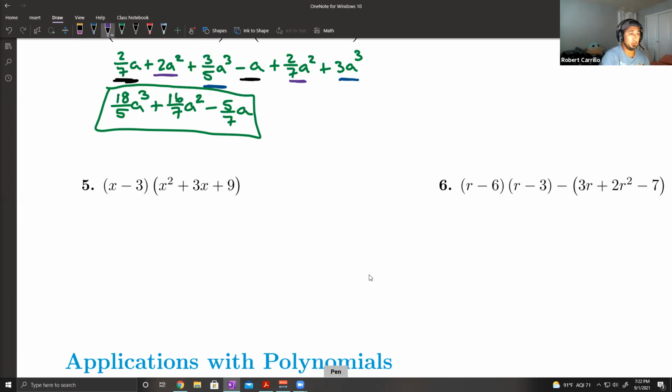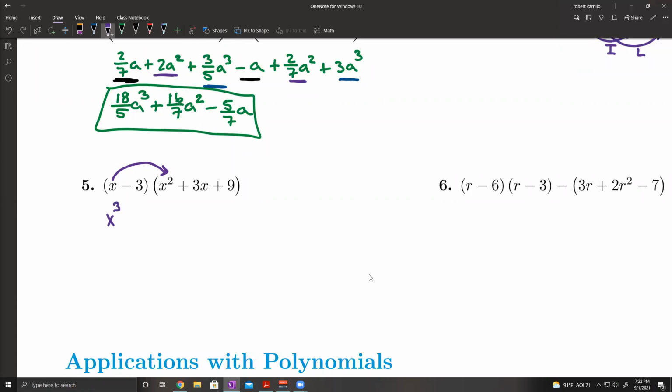So where's my pen? There we go. We're going to start with the first term, x. And we're going to say x times x squared. What does that give me? X cubed. Good. If you're wondering where we got that from, the power of this x is 1. And whenever you multiply variables together, you add the exponents. So x to the first times x squared gives me x cubed.